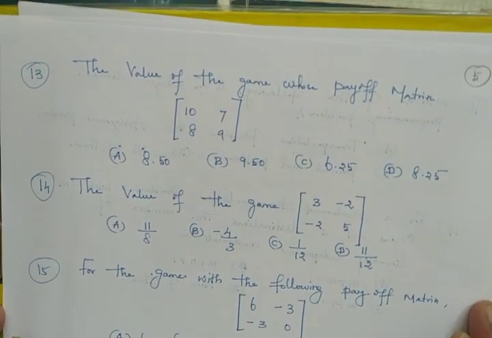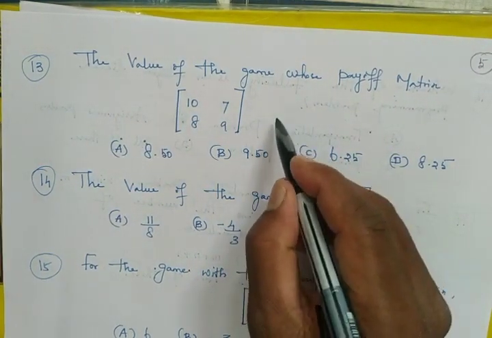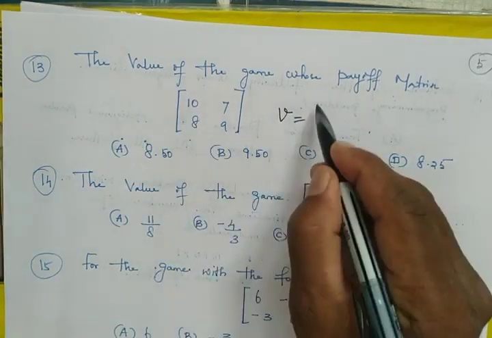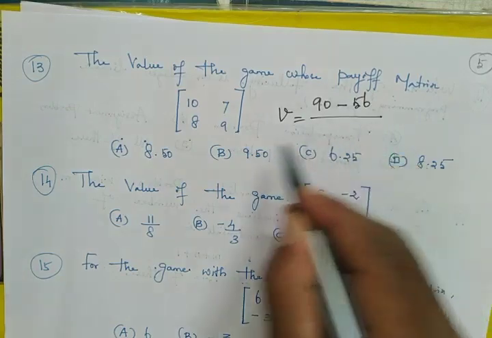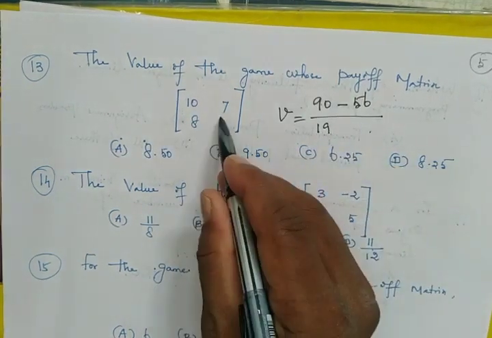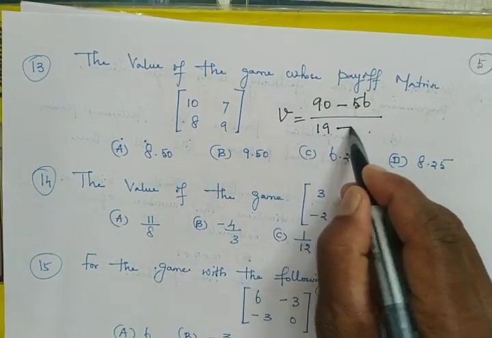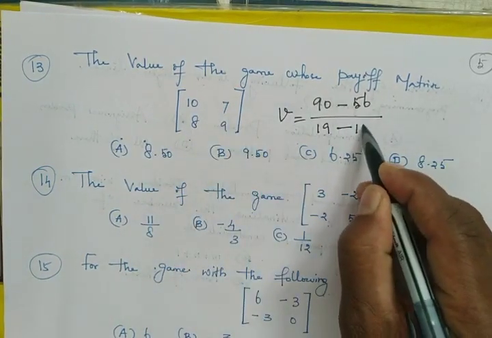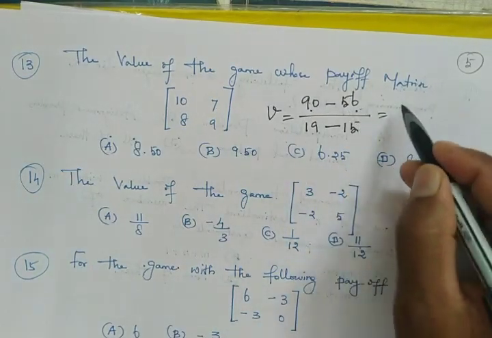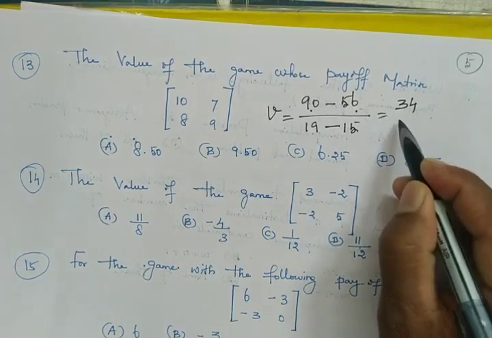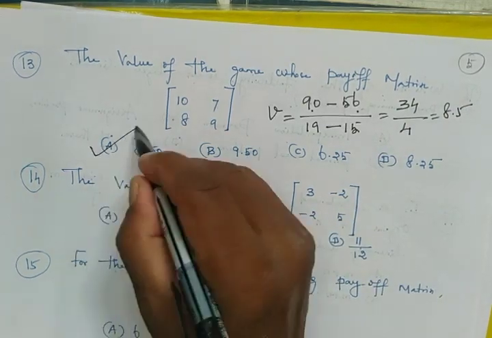And the next one, like the previous problem, you use the similar clue. V equals A into D, 90, minus 8 into 7, 56. The addition in the denominator is 10 plus 9, 19, minus 8 plus 7, 15. So here 90 minus 56 becomes 34, divided by 4. So it will come to 8.5. So option A is the right answer.